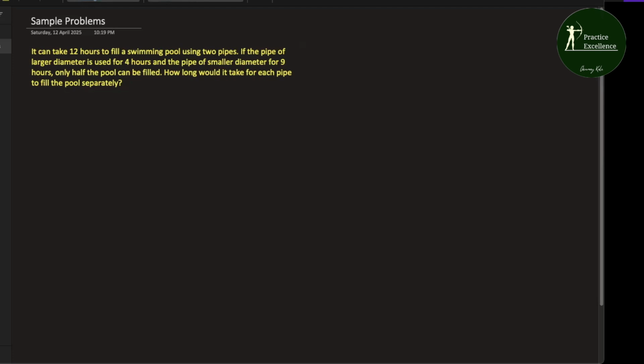It can take 12 hours to fill a swimming pool using two pipes. If the pipe of larger diameter is used for 4 hours and the pipe of smaller diameter for 9 hours, only half the pool can be filled. How long would it take for each pipe to fill the pool separately? So let us first gather what are the data points which are available to us.